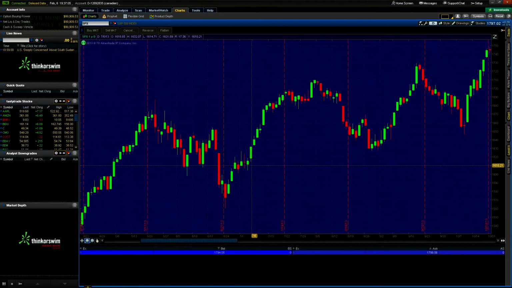Right here is a perfect example of an uptrend. Basically an uptrend, the real definition is a set of consecutive higher highs and higher lows. Obviously there could be what we call corrections or pullbacks, but I'll start with the textbook uptrend. So this right here is a very good example of an uptrend.